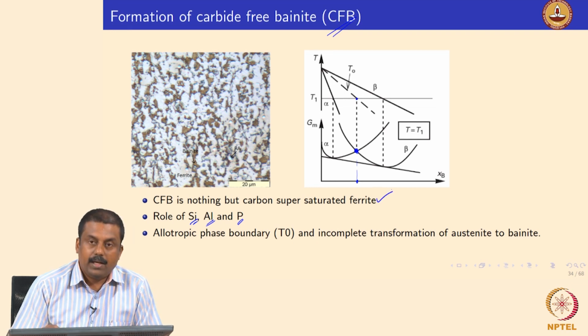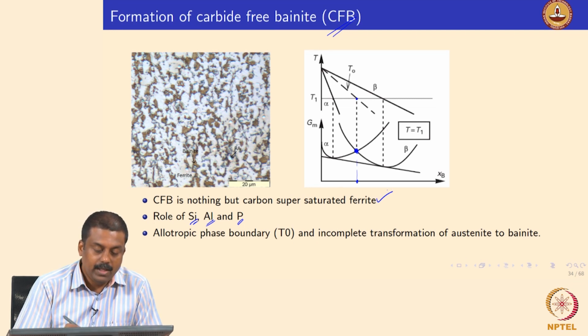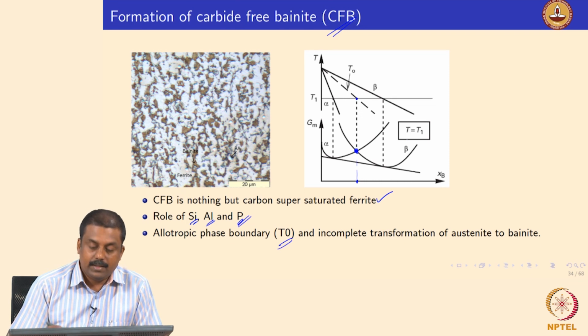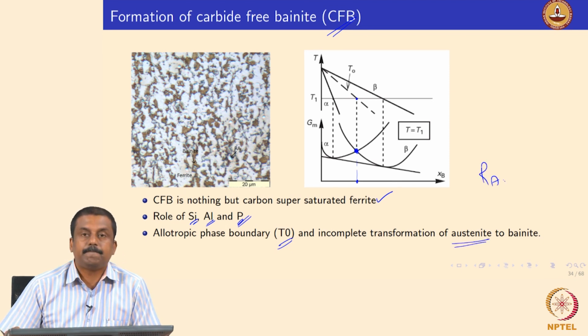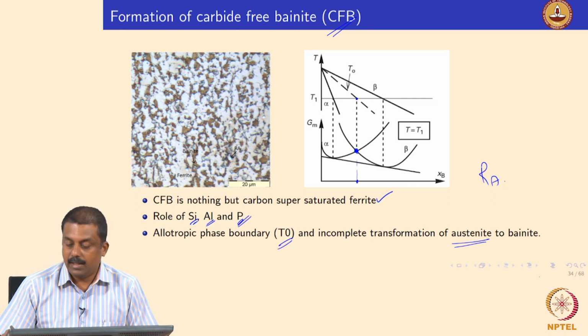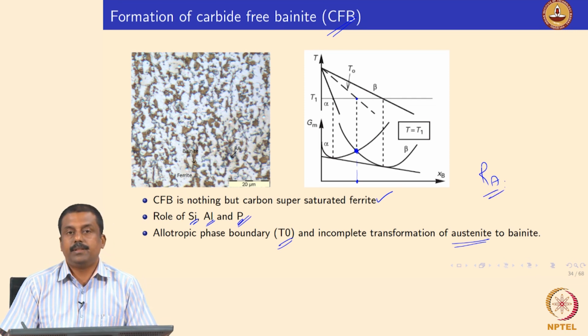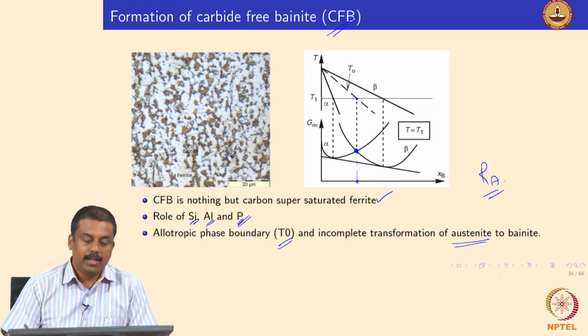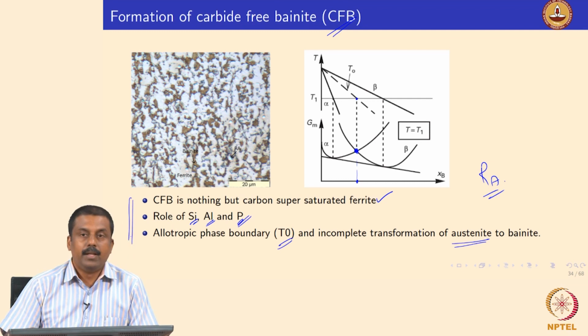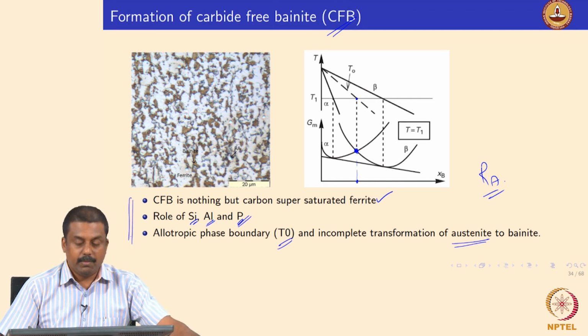You have bainite, which is nothing but supersaturated bainitic ferrite in TRIP steel, and silicon, aluminum, and phosphorus additions are extremely important to suppress cementite formation. The concept of T0, the allotropic phase boundary, determines the cessation of the bainitic formation from the austenite, leading to stabilization of retained austenite in TRIP steel microstructure. I hope it is clear how we stabilize this beautiful three-phase microstructure in TRIP steel. These three are the critical points you need to remember.